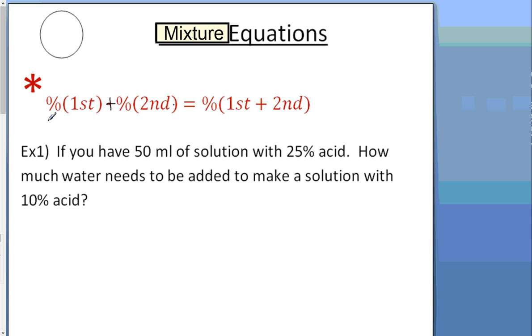All right. Percent of the first plus the percent of the second equals the percentage of the first plus the second. Pretty easy formula. So when you do a mixture problem, all you have to do is just fill in the blanks. All right. So let's read this. So I have 90 milliliters of 25% acid. How much water needs to be added to make a solution with 10% acid?